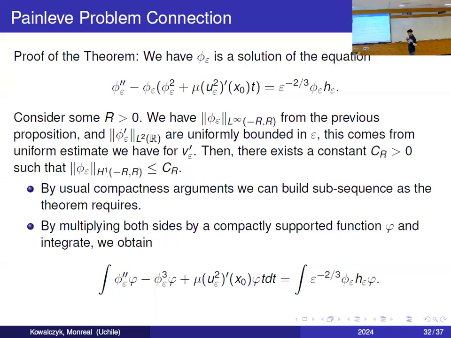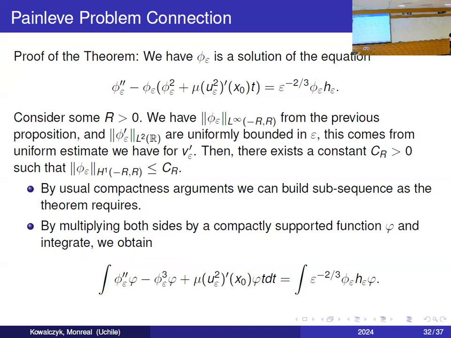Now we can just, as before, prove the theorem with the convergence, and the techniques are very similar. So we have this equation for phi after we do this change of variables. We have this L infinity loc and this uniform estimate on H1, compactness, diagonal argument, and we get convergence in the sense that we state in the theorem.